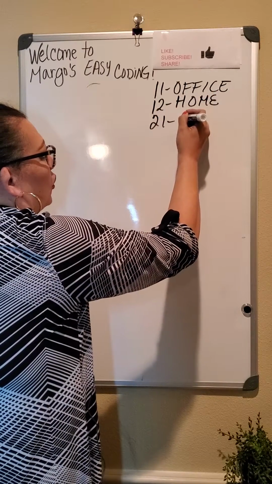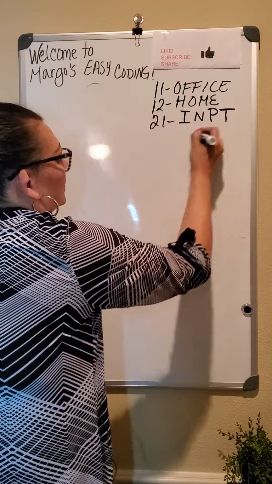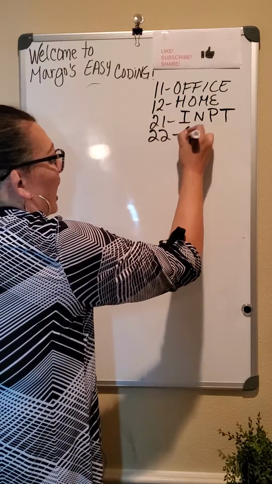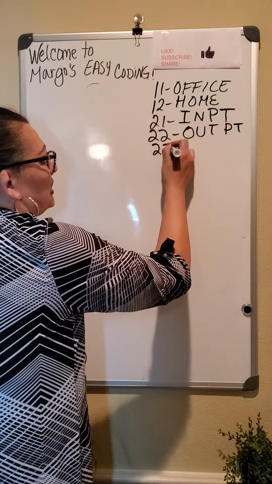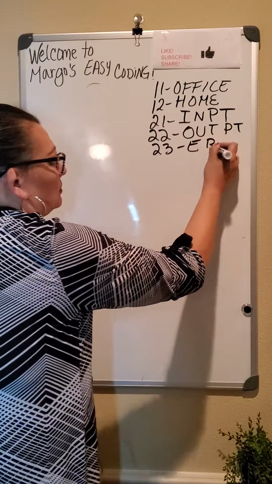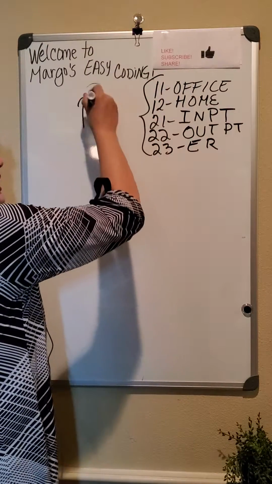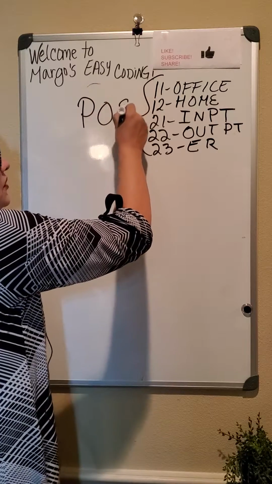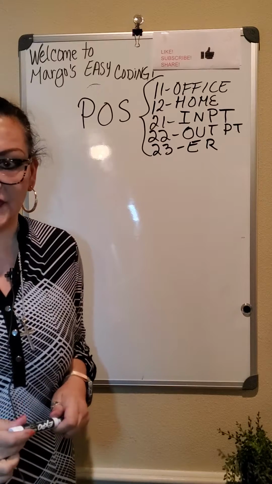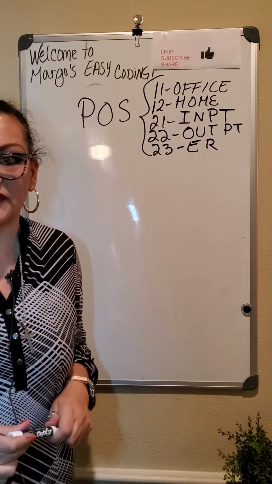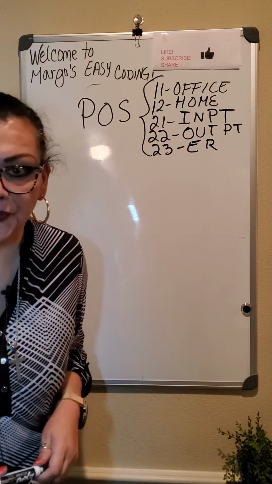Office 11, home 12, 21 inpatient, 22 outpatient, 23 emergency room. These are our place of services. Place of services, 2 digits always. That's to indicate where the services were performed.